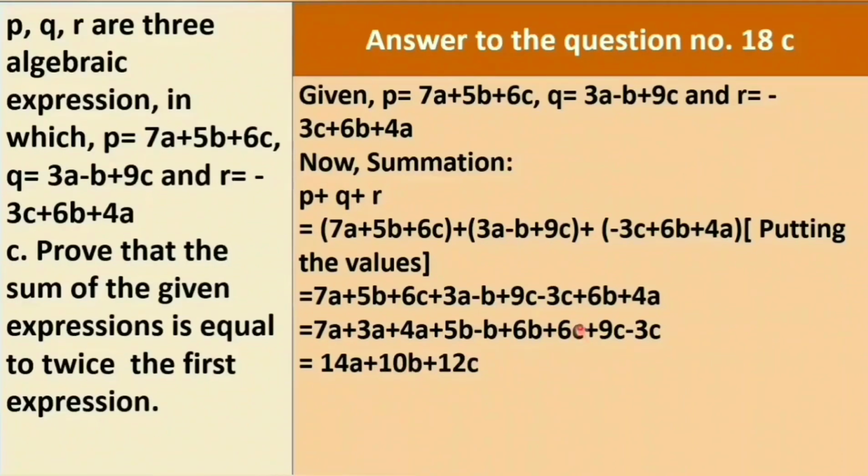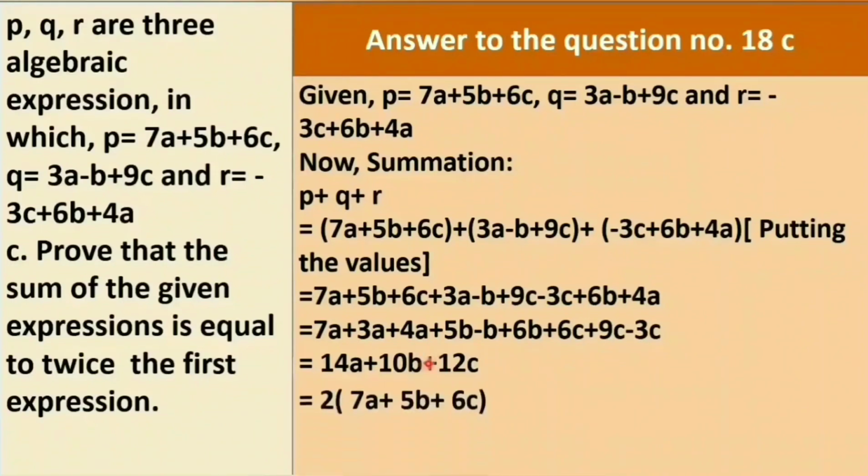And here there is 6c, 9c, minus 3c. If you add 6c plus 9c, the result is 15c. From 15c, if you subtract 3c, the result is plus 12c. Why? Because 15 is the greater number between 15 and 3, and the sign of 15 is plus. So in the answer also it will be 12c, and the sign will be plus.